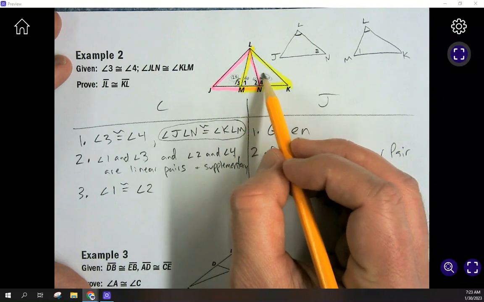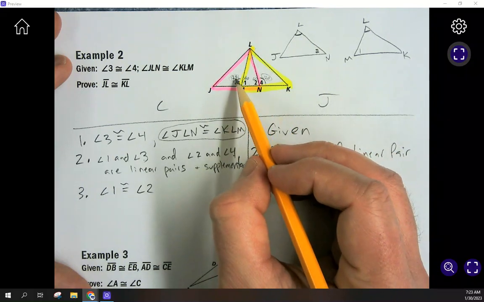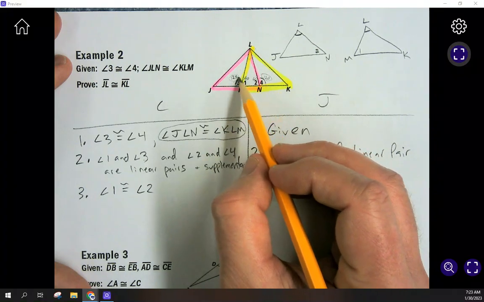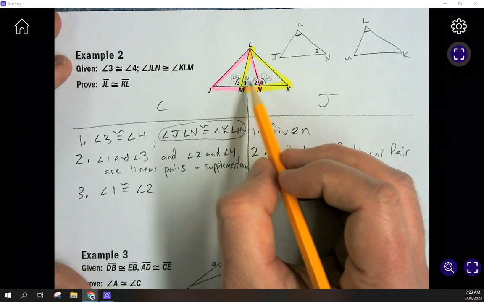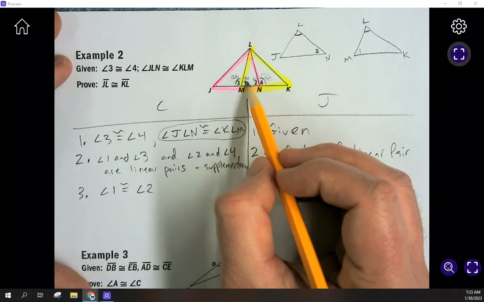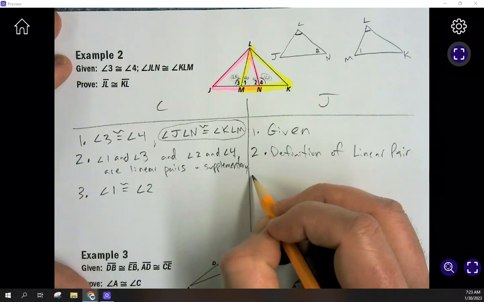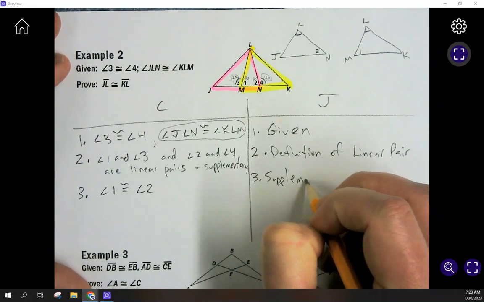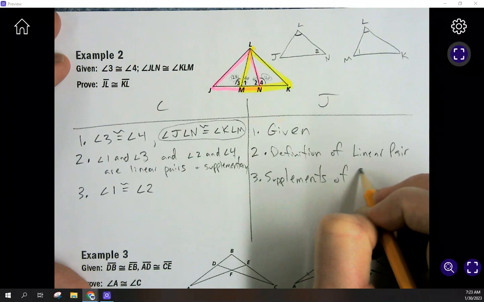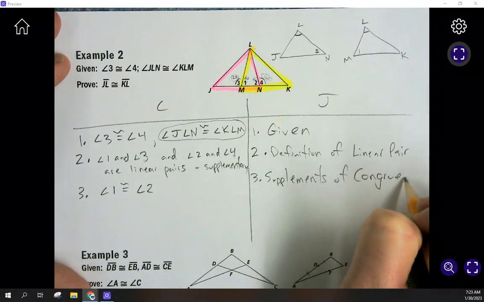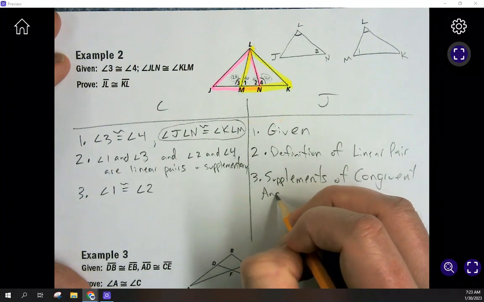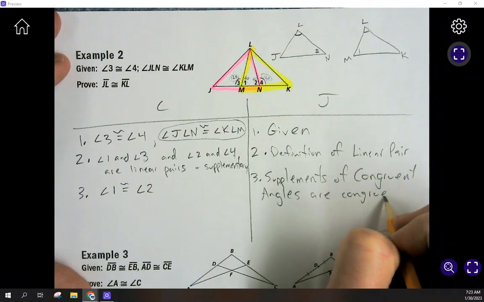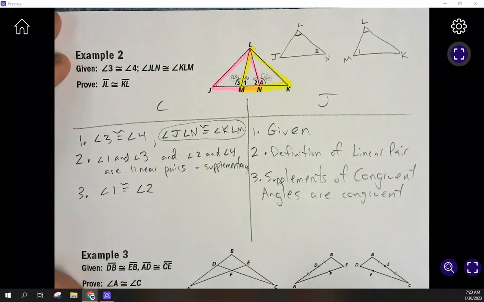So again, we used 120 as an example. Could be anything. But if those two are equal to each other, then the angles that each one of those are supplementary to, they're going to be congruent as well, just like 3 and 4. So how do we explain that? We're going to say supplements of congruent angles are congruent. So let's make sure that makes sense.